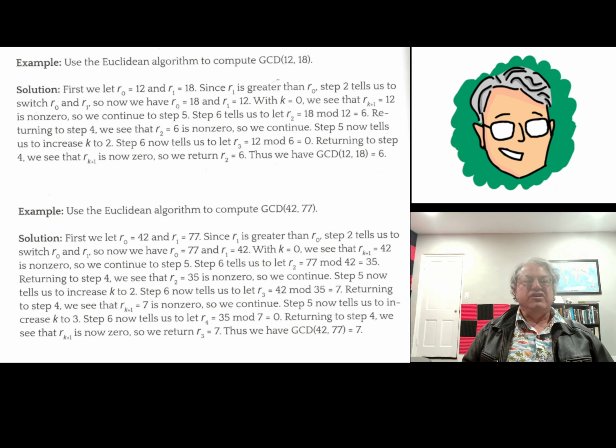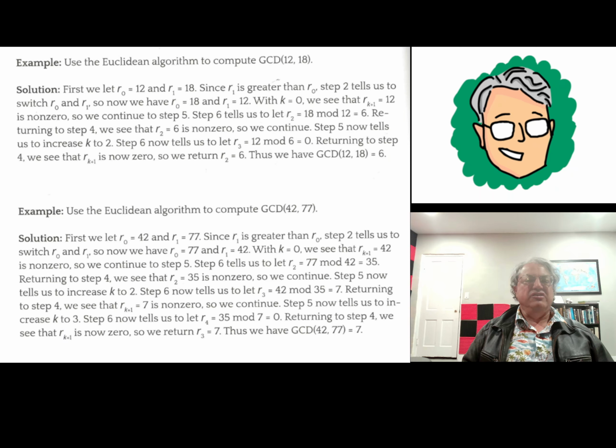So we try dividing 35 by 7. And 7 divides evenly into 35. 35 divided by 7 is 5. This time the remainder is 0. So we're done. The last non-zero remainder we had was 7, and that's the GCD. Therefore, the GCD of 42 and 77 is 7.